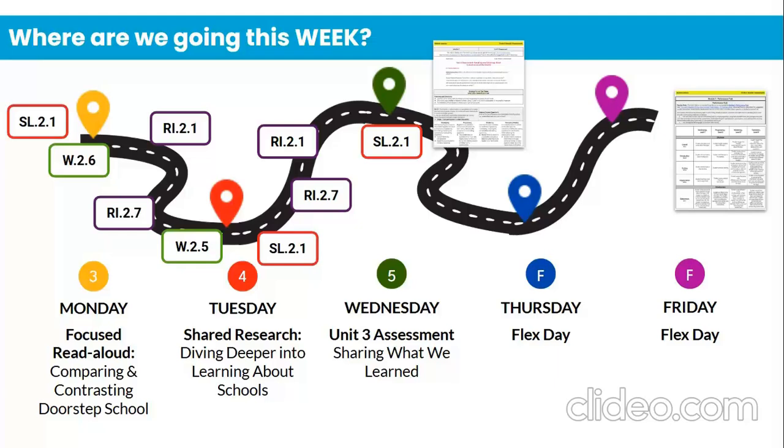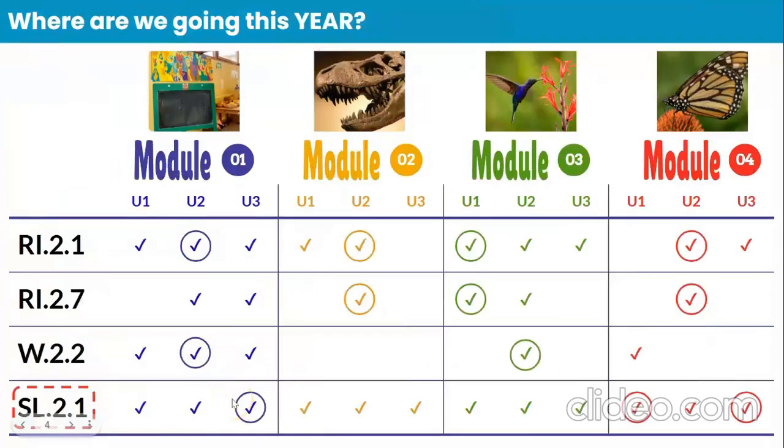All of this work prepares students for their collaborative conversation unit assessment on Wednesday of this week, and to write an informational piece for their performance task down the road. The chart shows the journey of the standards throughout the year. Today, we're going to unpack SL.2.1, since students will be assessed on this standard during the end of unit assessment. In the next tidbit, we will take another look at W.2.2 in preparation for the performance task.